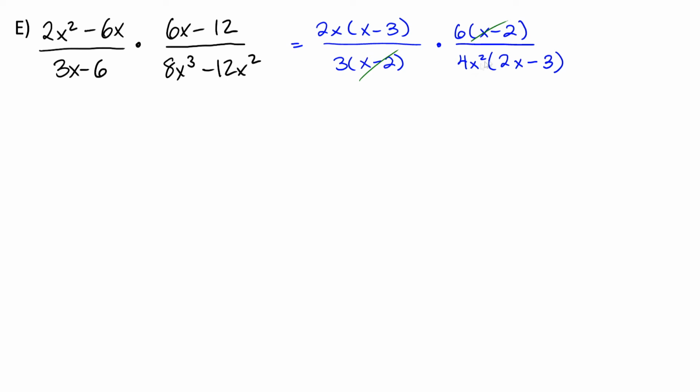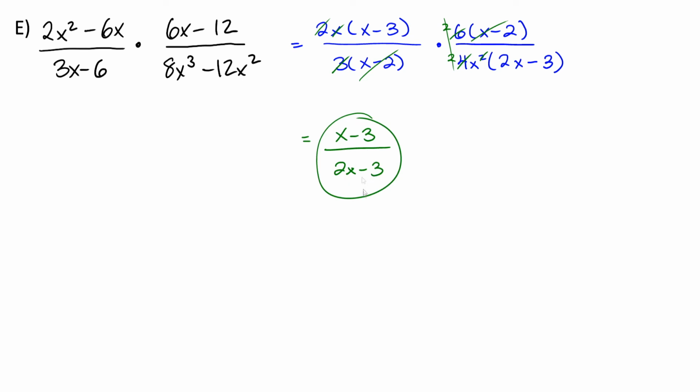There's an x here, an x squared, so that x squared will go, and that x will go. We have the 2 and the 4, so that'll become 2. 3 and 6, they'll also simplify. 3 will go, 6 is going to become 2. Now we have 2 over 2, they'll cancel, and we'll be left with x minus 3 divided by 2x minus 3.